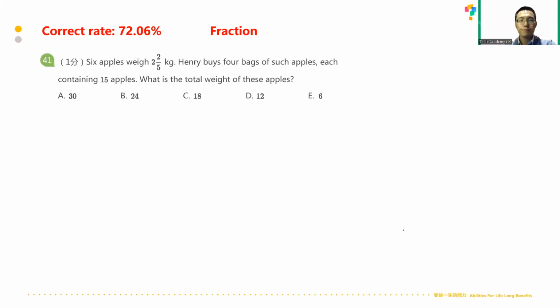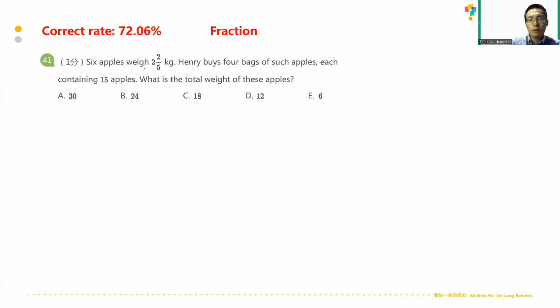Right, let's move on to fraction calculations. 41. 6 apples weigh 2 and 2/5 kilograms. Henry buys 4 bags of such apples, each containing 15 apples. What is the total weight of these apples? So one way, the first method to do this, is we do it in order.